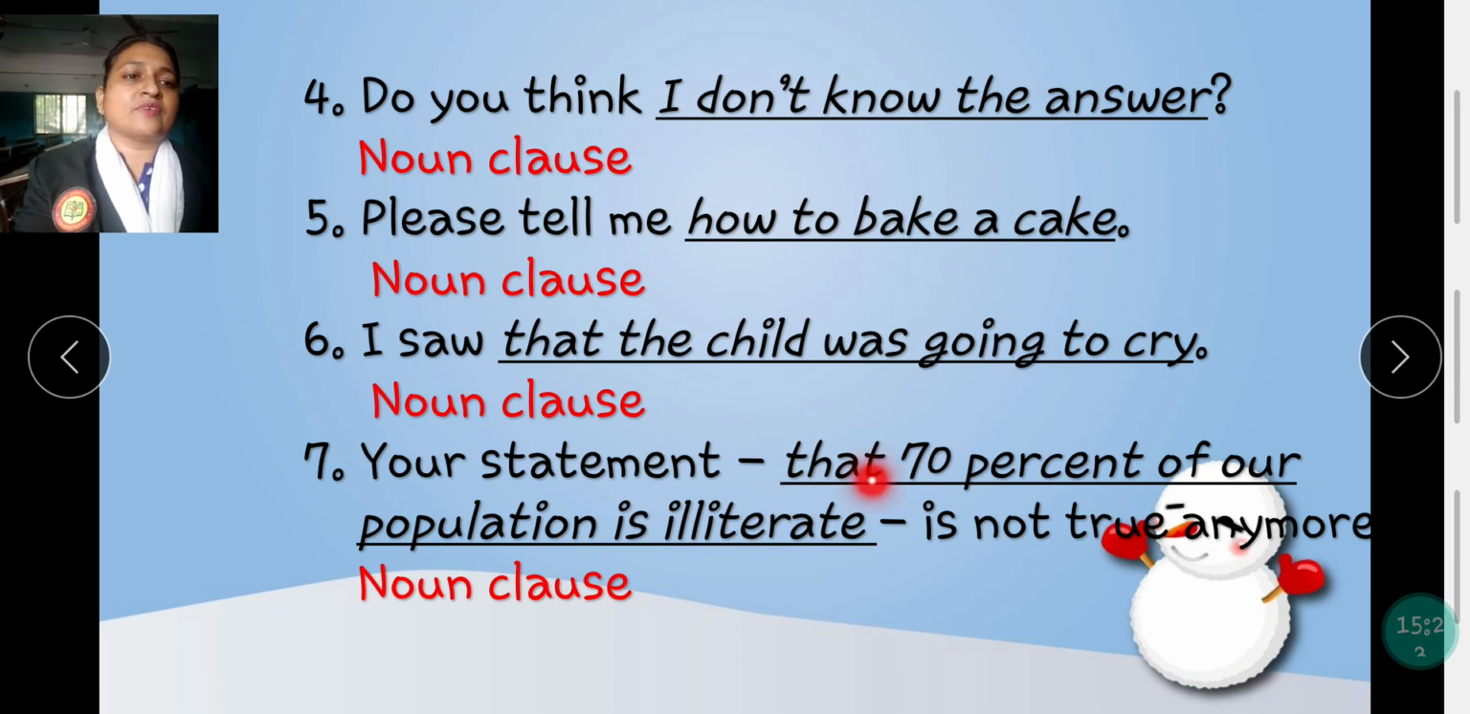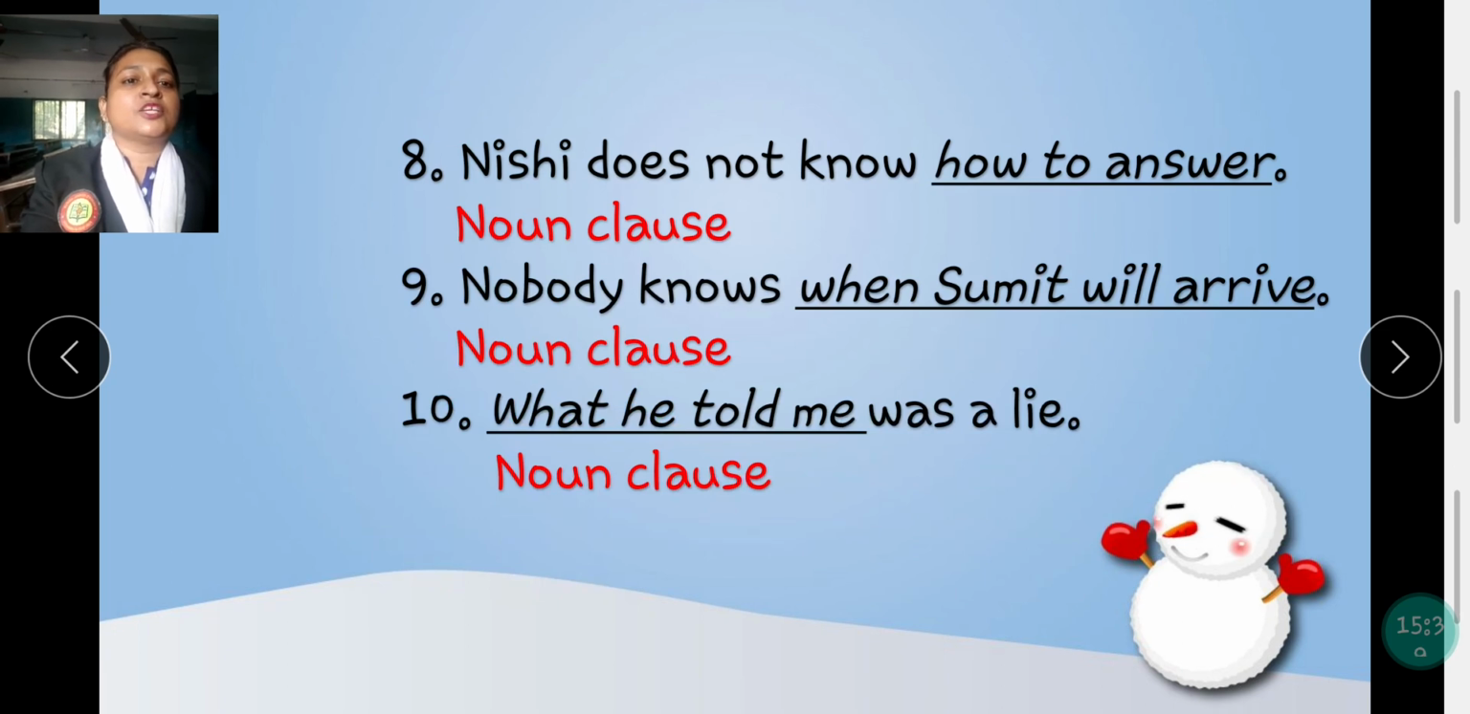Your statement that 70% of our population is illiterate is not true anymore. Now again that 70% of our population is illiterate. Here they are talking about illiterate people. Again it's a noun, so it is a noun clause. Nishi does not know how to answer. Answer is the main thing here, so this is talking about the noun clause. Nobody knows when Sumit will arrive. When Sumit will arrive, so here Sumit is the main thing, so it is noun clause. What he told me was a lie. Now what he told me is a noun clause.